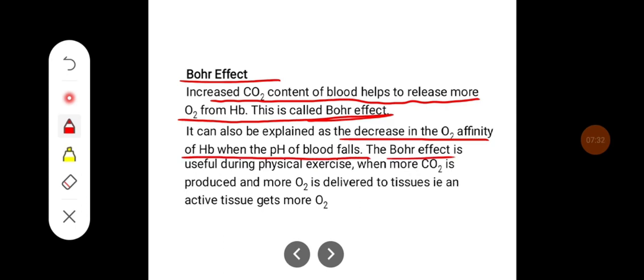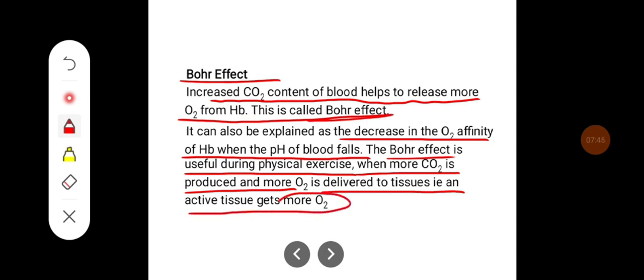The Bohr effect is useful during physical exercise, when more carbon dioxide is produced and more oxygen is delivered to the tissues, so an active tissue gets more oxygen.